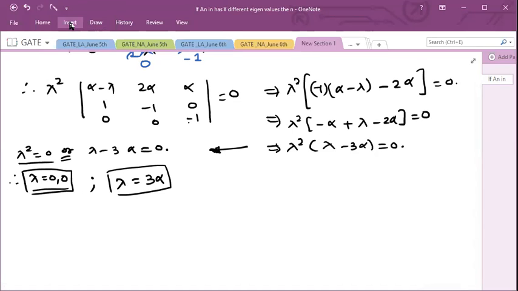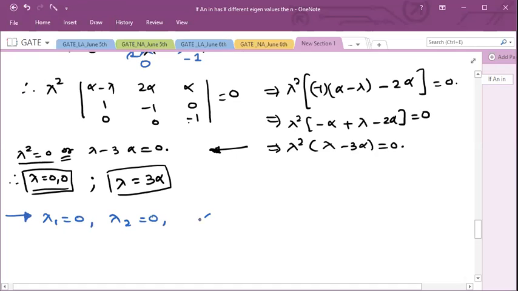So my final answer is, for this matrix, eigenvalues are lambda 1 equal to 0, lambda 2 equal to 0, and lambda 3 equal to 3 alpha. Is it clear?